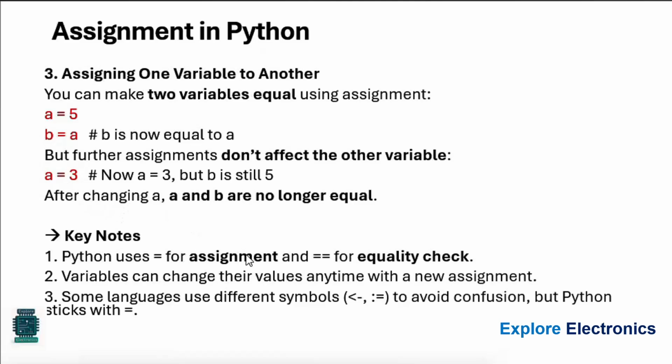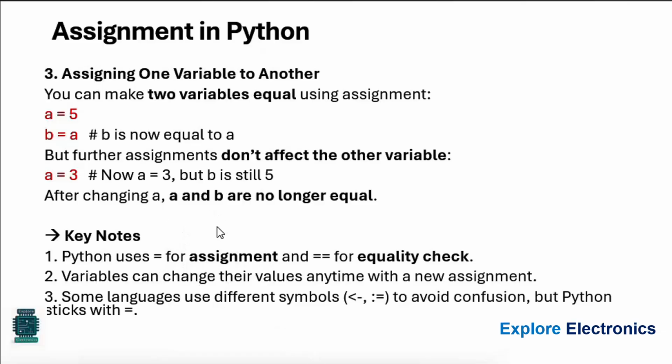Got it? I think you got it. Here, after changing, a and b are no longer equal, because a is equal to 3 here and b is equal to 5. These two are not equal now. Got it?